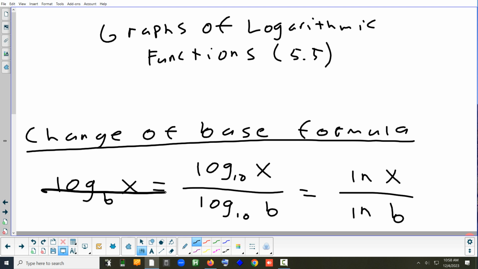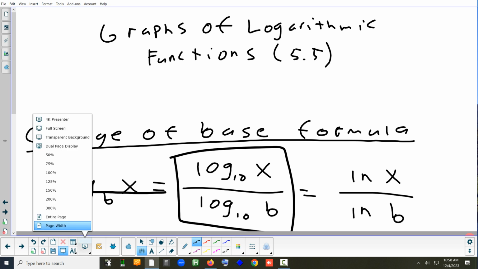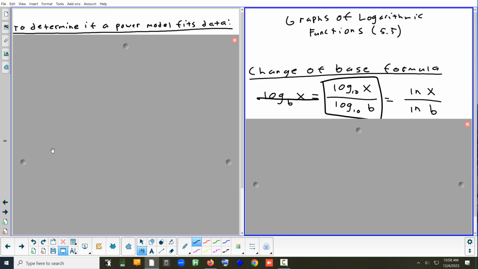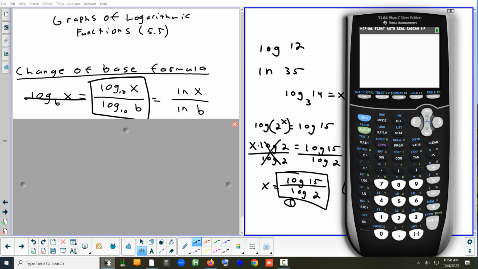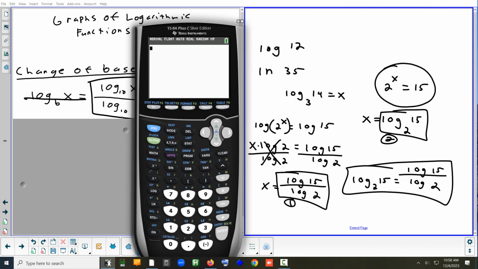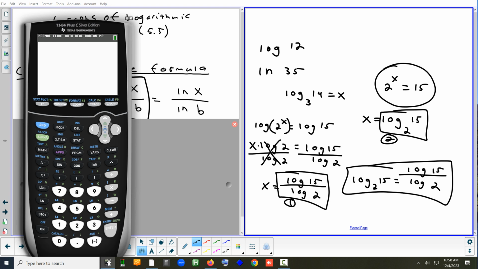Now, when I did this on the other page, I did it with logs, base 10. You could also do it with ln's, and you get exactly the same answer. So let's try typing in that one then that we had. Okay, let's type in log 15 and then divide by log 2. Make sure when you do the change of base formula, you close your parenthesis.